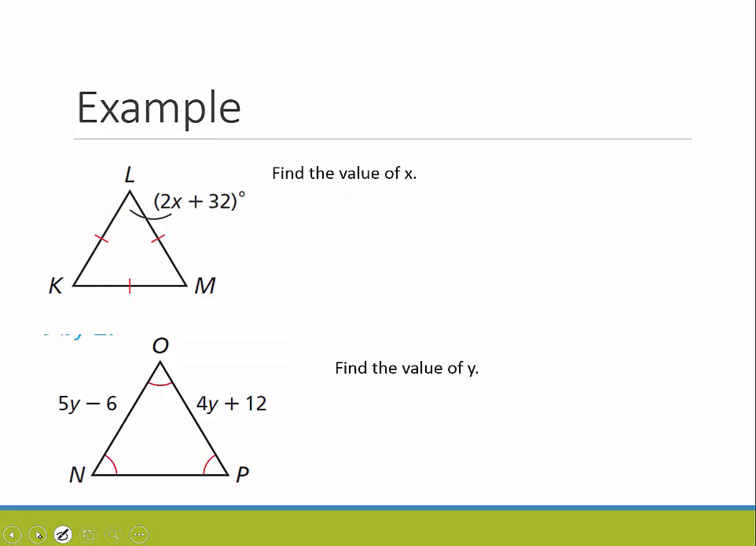So let's put that to work. Let's find the value of x. So I look at this triangle and I see these three even sides. That tells me it's equilateral, and that means it's equiangular. And because we know all the angles have to add up to 180 degrees, if it's equiangular, each angle has to be 60 degrees.